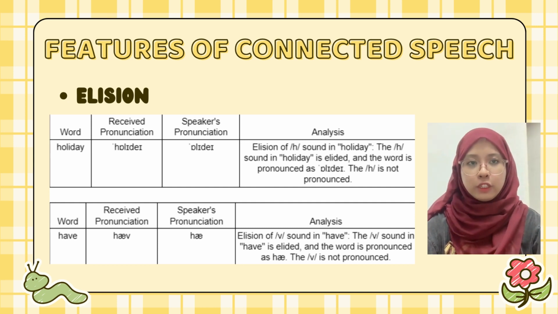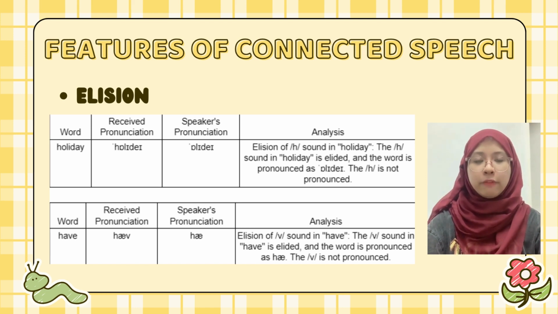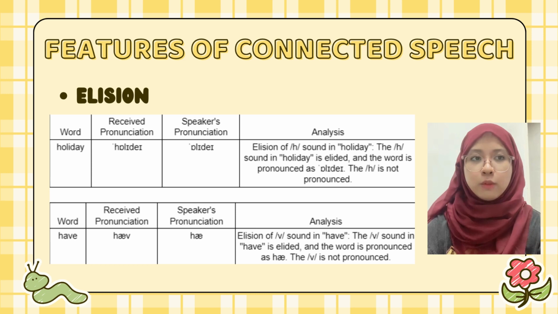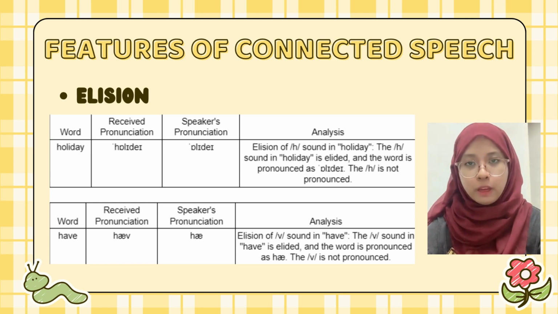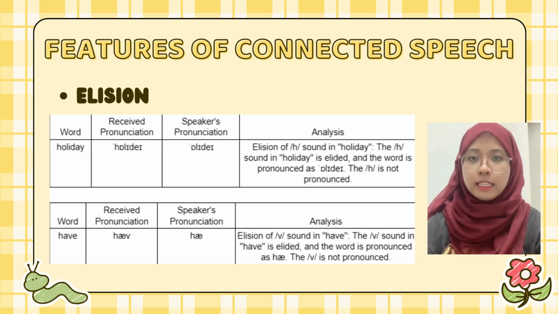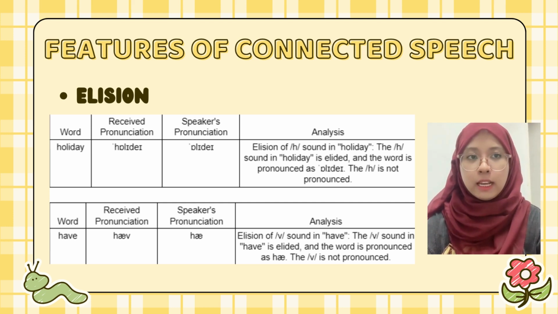The other feature of connected speech is elision. Wostira 2020 defined elision as the disappearance of sounds in speech, generally considered to make pronouncing complex combinations easier. For the first example, the speaker pronounced holiday as in holiday. The h sound in holiday is elided. The word is pronounced as holiday. The h is not pronounced at all.